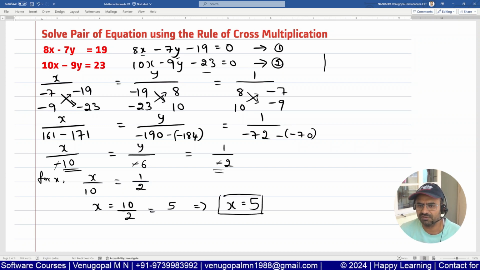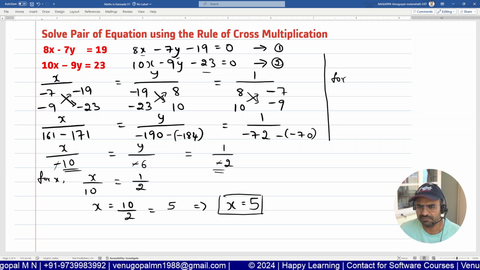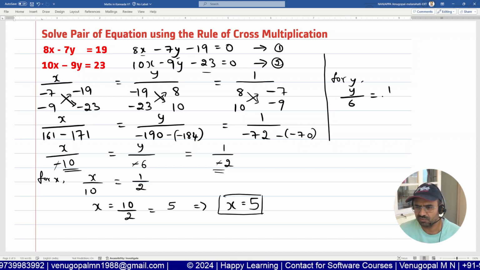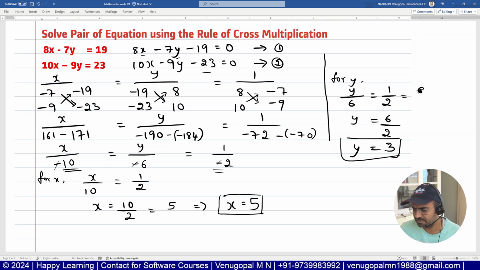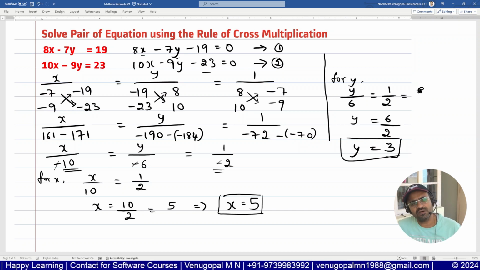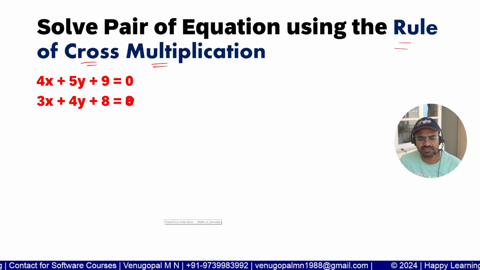Now to derive the value of y, how can we derive the value of y? Let us take this for y. Y divided by 6 is equal to 1 by 2, which would be y is equal to 6 by 2, and then y is equal to 3. Clear guys? This is how we will solve a pair of equations using the rule of cross multiplication.